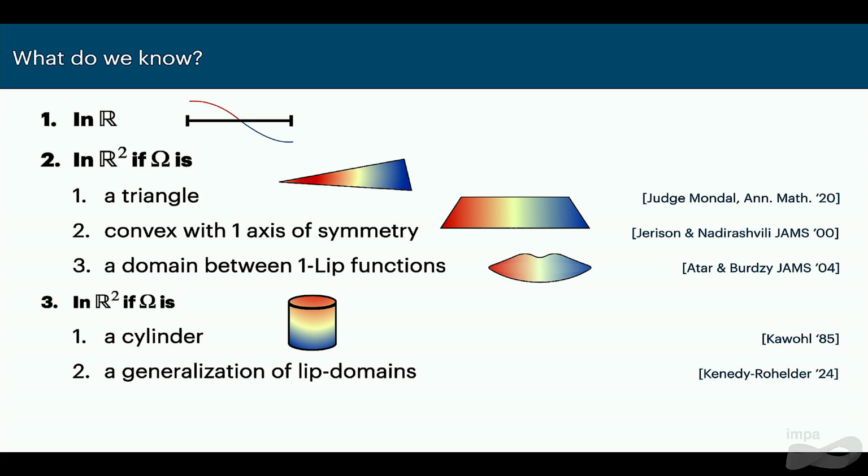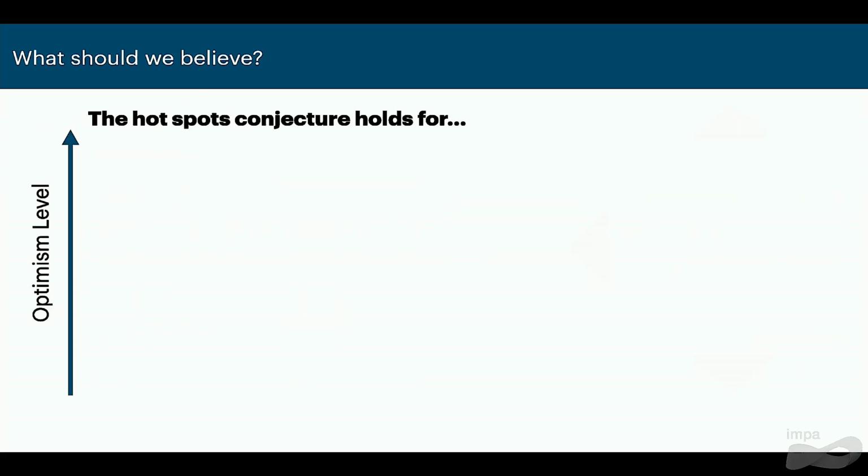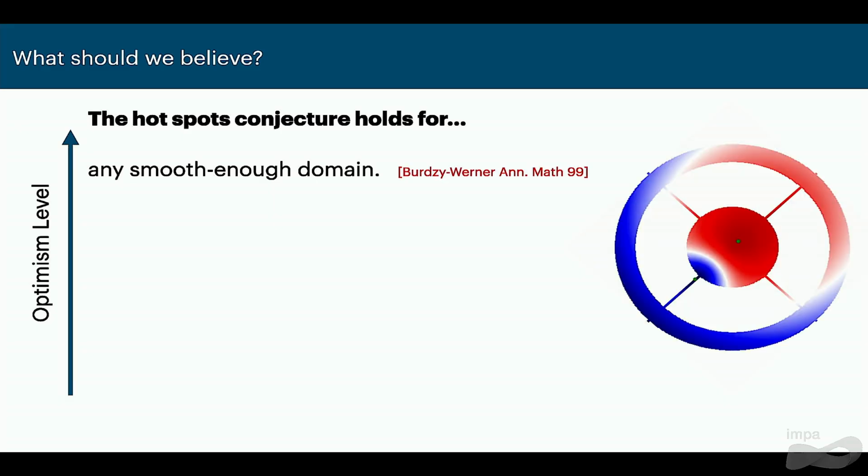Now, what do we believe? It depends on how optimistic we are. If you're extremely optimistic, and I think Rauch was extremely optimistic, you would believe that it holds for any smooth enough domain. And this was not clear for 25 years until Burdzy and Werner came up with that example over there. So the way to think about that example, let me play it.